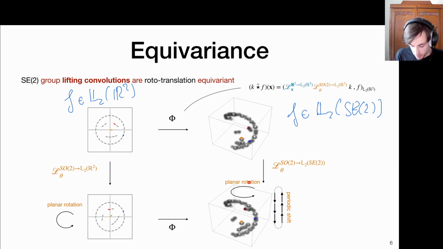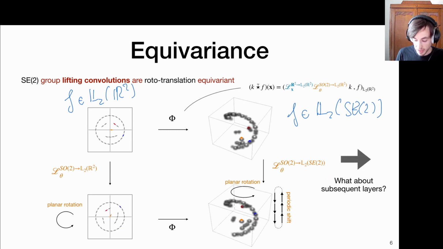So this planar rotation is generated by the action of SO2 on the planar part, on the spatial part of this feature map, and then this periodic shift is generated by the action of SO2 on the SO2 part of the group. And in the next slide, I'll give an explicit expression of this representation, but in essence, this immediately follows from the construction of semi-direct product groups.